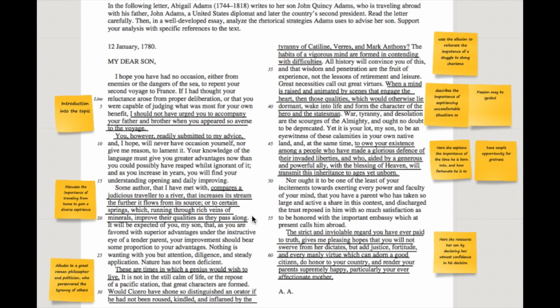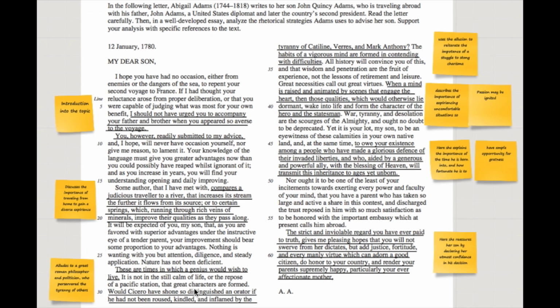That brings us to our second point, which is that she is making an allusion to the great Roman philosopher and politician Cicero. A little background information on Cicero is that he faced adversaries in the Roman government, but he stayed true to his beliefs, and that's what made him great.